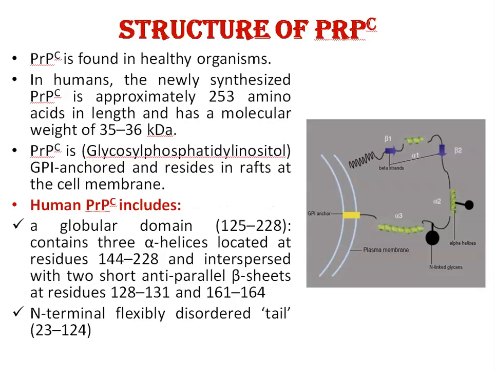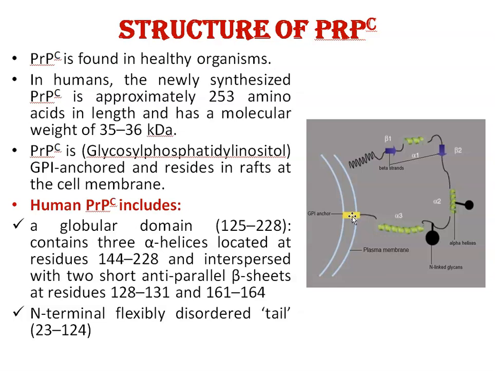First, the structure of the normal form, that is the PrPc form. PrPc is found in healthy organisms. This is the PrPc form in humans. You can see here in this figure, newly synthesized PrPc is approximately 253 amino acids in length and has a molecular weight of 35 to 36 kDa. Then PrPc is GPI anchored and resides in the raft cell membrane. You can see these two blue lines representing the plasma membrane, and this is the GPI anchor.